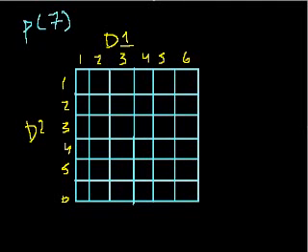Where I left off in the last video, we were saying, I have two dice. Let's say we're playing Monopoly, two six-sided dice, and I want to say, what's the probability that I get a 7? So when I add up the two rolls on the dice, what's the probability I get 7?